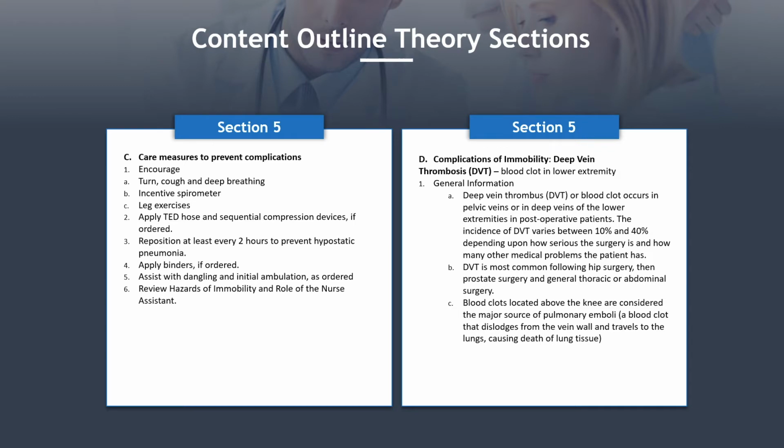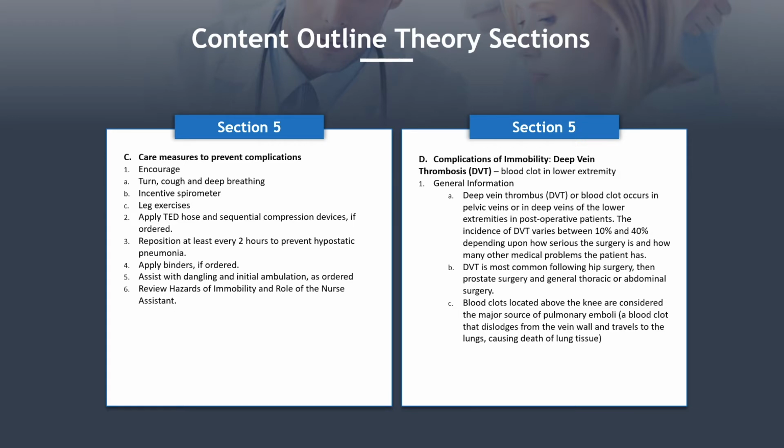D. Complications of immobility. Deep vein thrombosis, DVT. A blood clot in the lower extremity. General information. Deep vein thrombus, DVT, or blood clot occurs in pelvic veins or deep veins of the lower extremities in post-operative patients. The incidence of DVT varies between 10 and 40%, depending on how serious the surgery is and how many other medical problems the patient has.